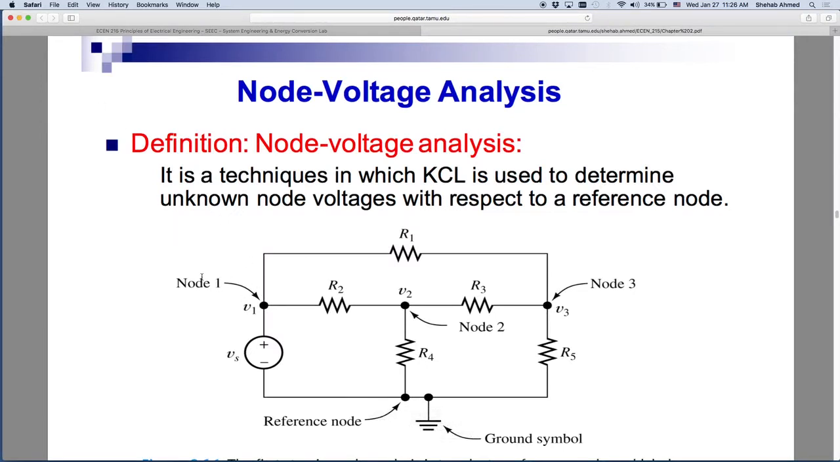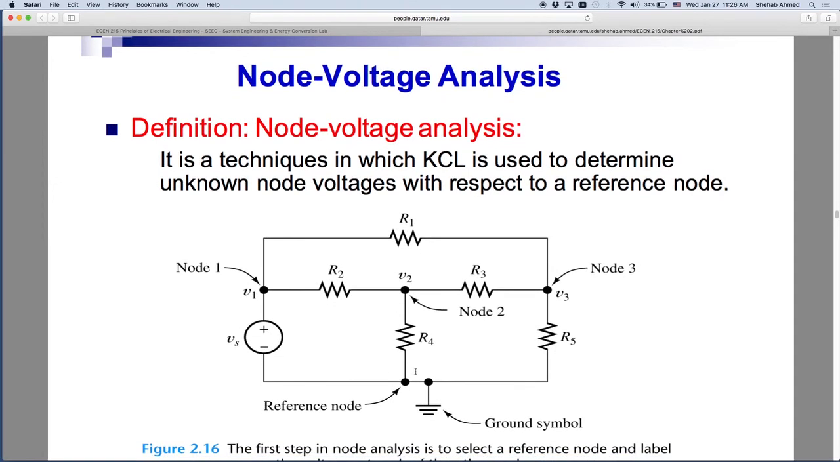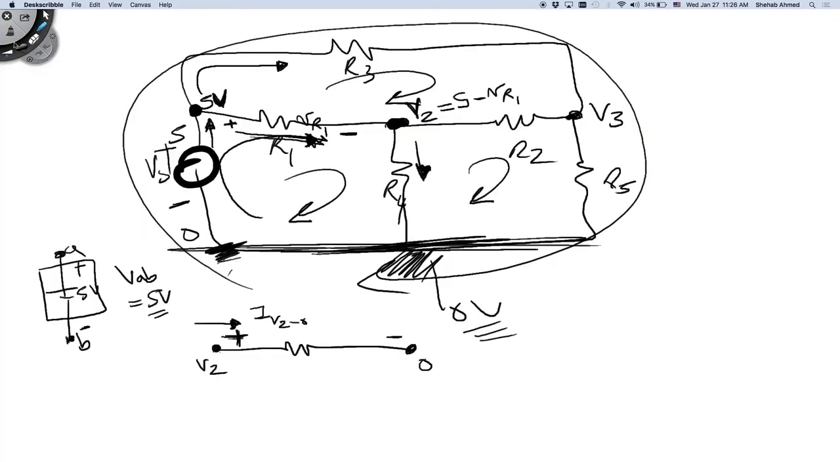The example will help. If I do what I was just saying, I found the relationship between V1 and V2, right? With what I did here. If I do Kirchhoff current law at this node, I know that the current coming out of the battery is equal to this current plus this current. What is this current in R1 equal to?